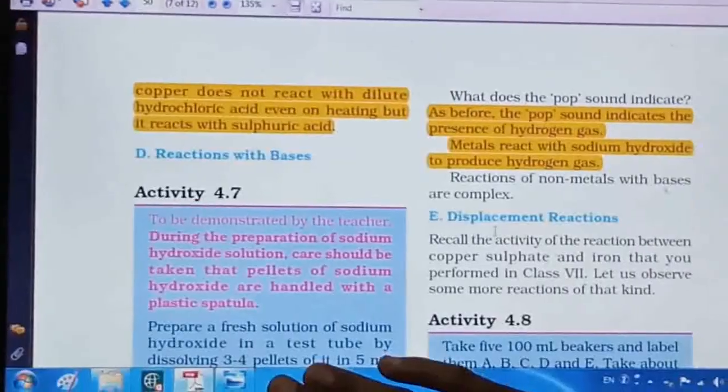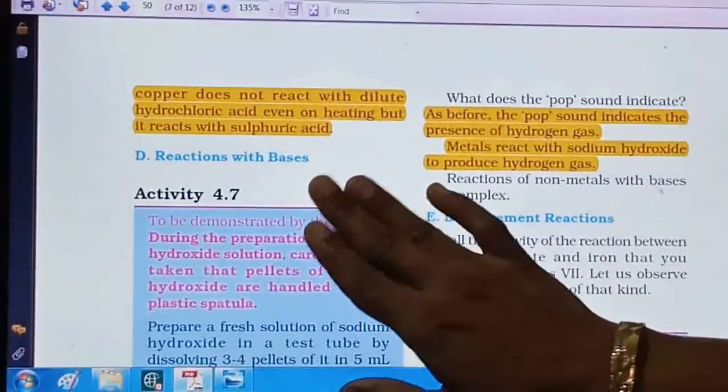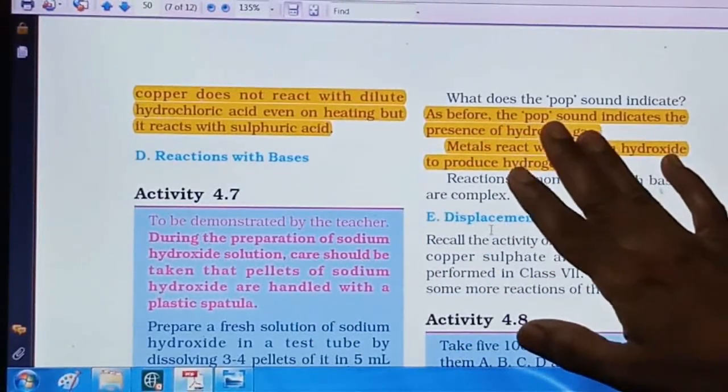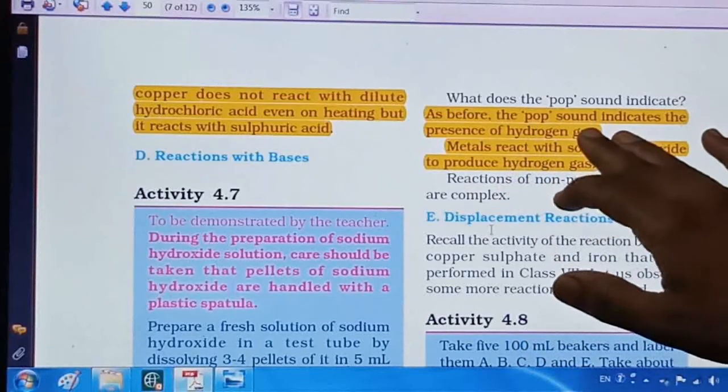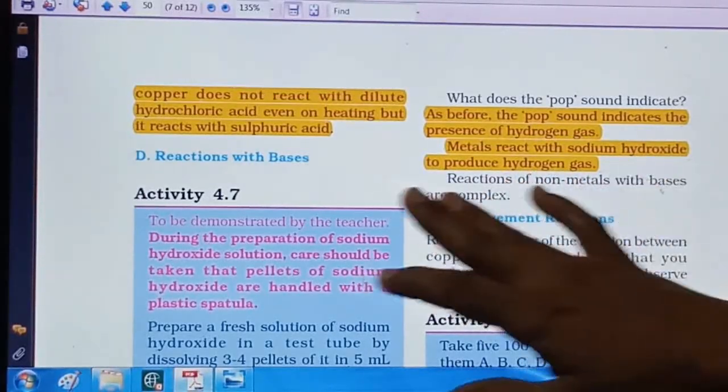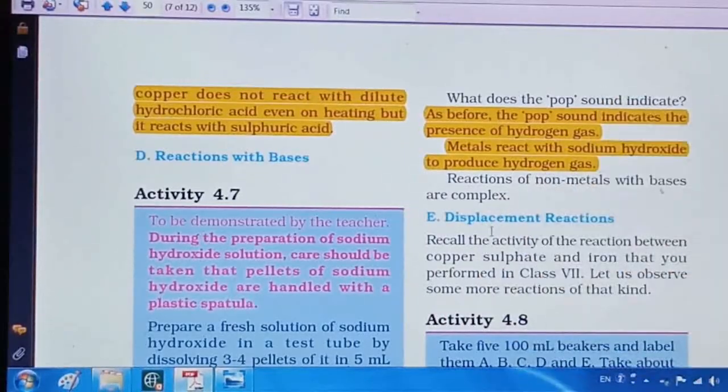And with the bases, we have seen that the same metals, when they react with the base, release hydrogen gas, and this will be tested by a pop sound with the burning matchstick. And the reaction of non-metals with base is very complicated, so it is not given.